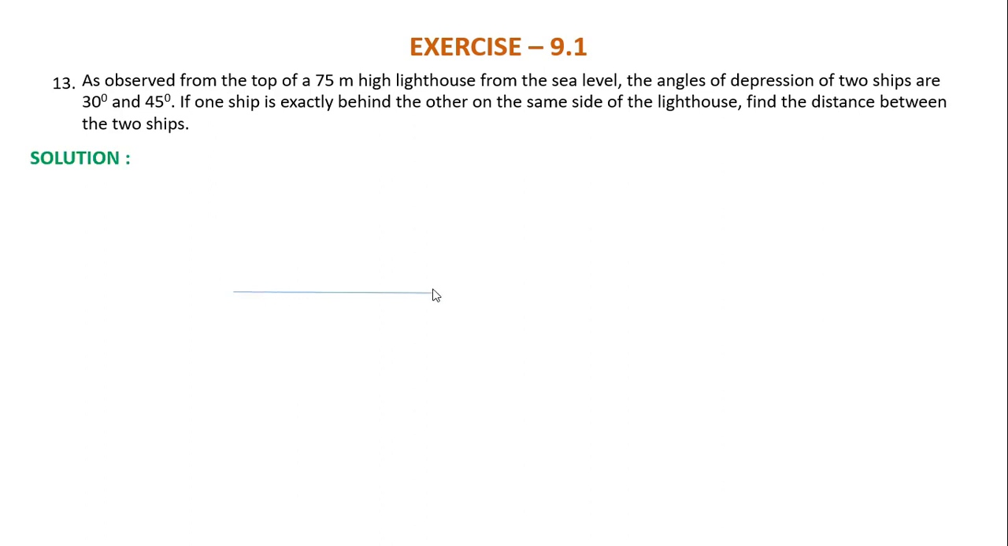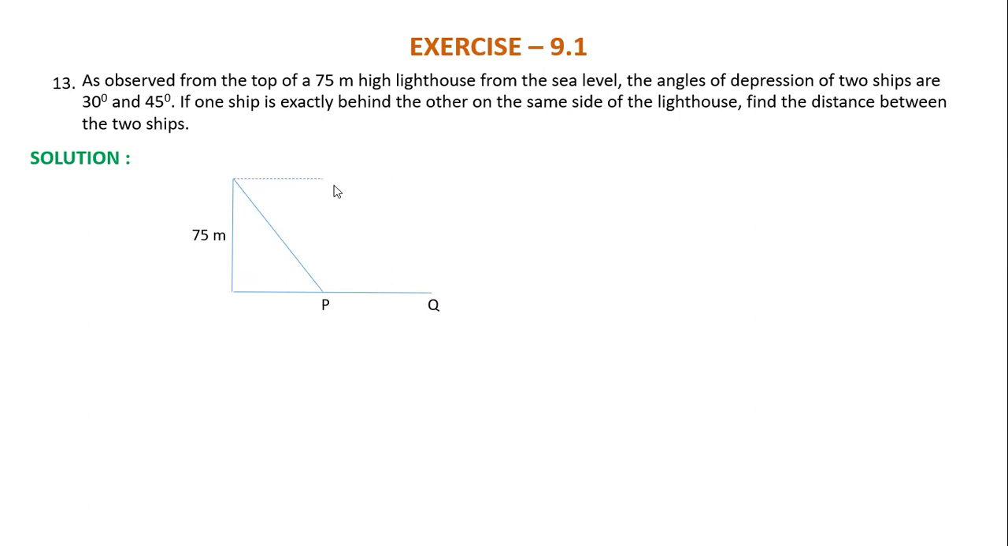This is the water level, okay, the sea level. Lighthouse, 75 meters high. From here, there are two ships. There is one ship here, another ship is exactly behind it, P. Now from here, he is observing the thing which is below. So it is the angle of depression.